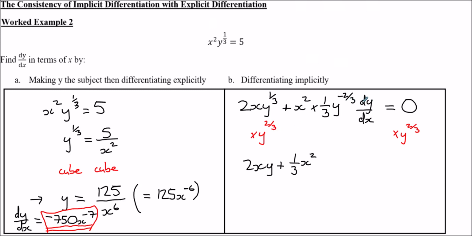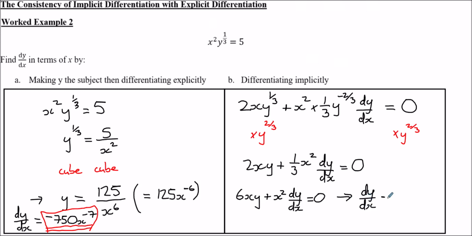I still have the dy by dx though, so then I put dy by dx equals 0, like so. So then what we can do is we can then multiply through by 3 is what I'm thinking. So we have 6xy plus x squared dy by dx equals 0. And therefore rearranging, we get dy by dx equals minus 6xy, all divided by x squared.